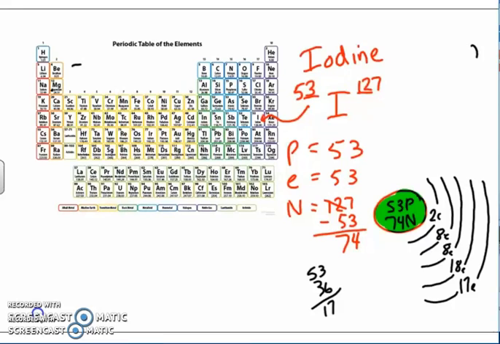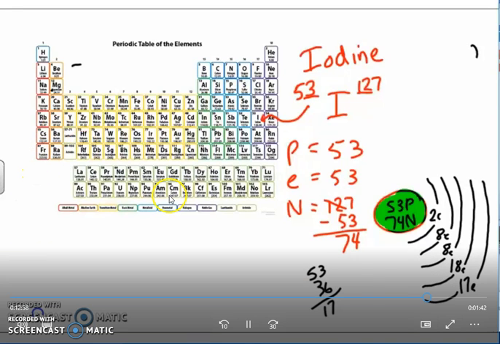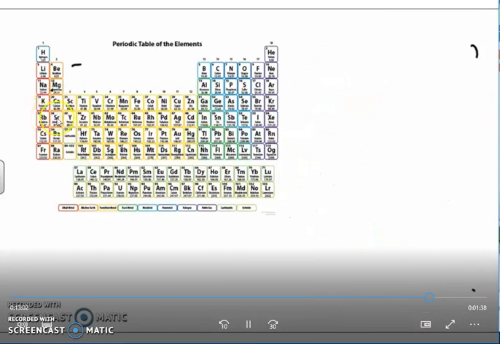Okay, and don't forget to double check. You've got 2, 8. How many rows have we got here? 1, 2, 3, 4, 5. In the 5th row, I counted and I saw 17 of them, so that would be perfect.